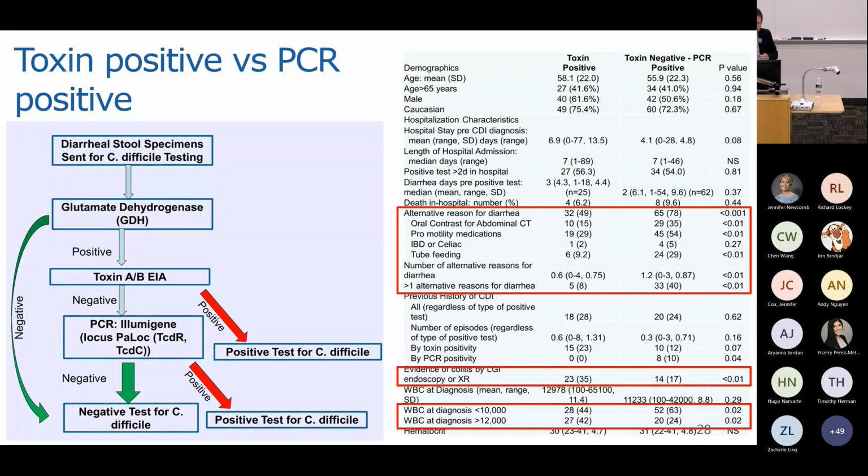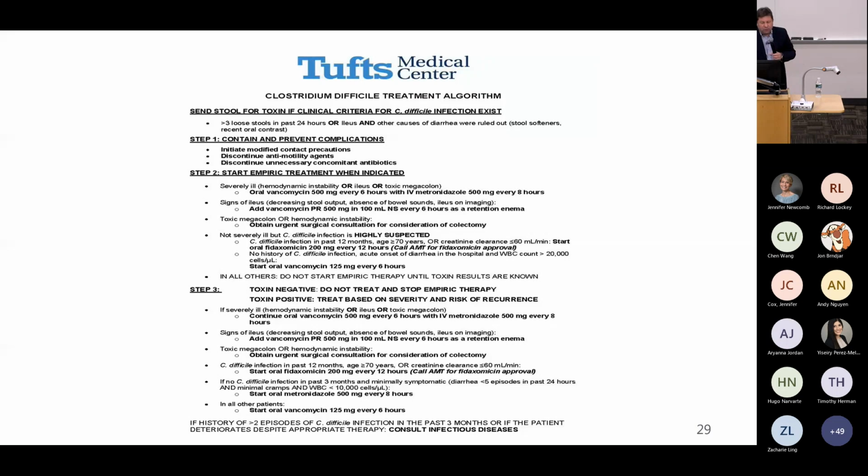What we do currently is we do the toxin and GDH, but we don't reflex to PCR unless the physician asks specifically and has a good reason to reflex to PCR. And by that, we decreased our C. diff levels, and I know that that has been the case here in this institution. We actually put together a pathway for C. diff, and the most important first step of the pathway is actually who should be tested. Because if you start testing people who should not be tested, you're going to produce a lot of C. diff that does not exist.